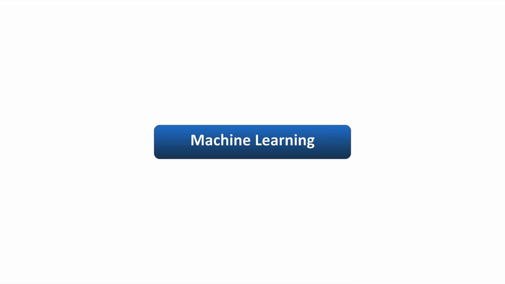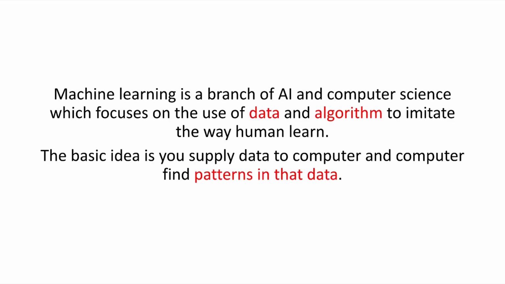Welcome to this lecture. In this lecture, we will look at the basic introduction of machine learning. Machine learning is a branch of AI and computer science which focuses on the use of data and algorithms to imitate the way humans learn. So the basic idea is you supply data to a computer and the computer finds patterns in that data. And then based upon that pattern, the computer can make predictions.